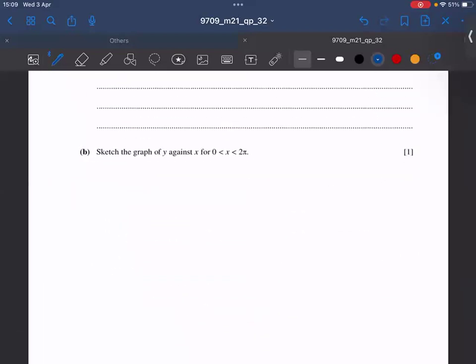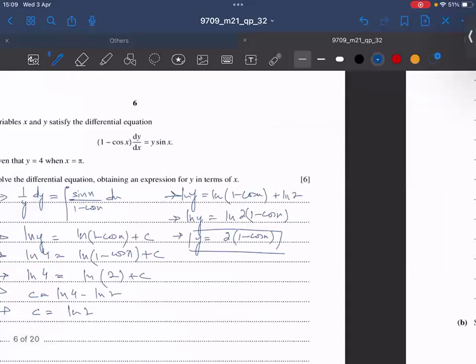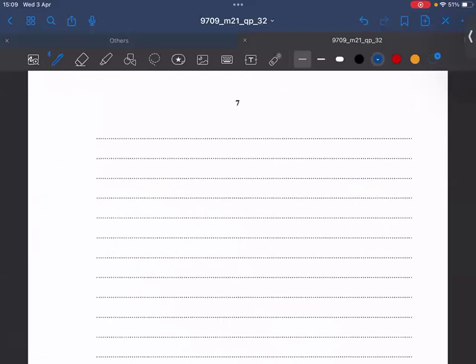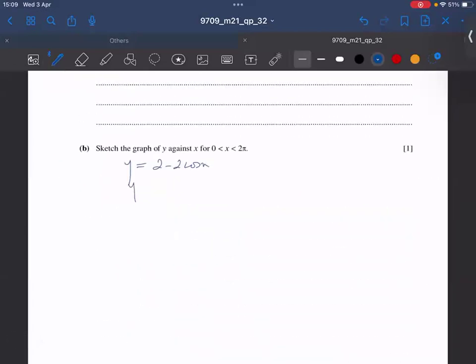Sketch the graph of y against cos of x. So I need to sketch y as equivalent to 2 minus 2 cos of x. So I'm going to write down y as equivalent to minus 2 cos of x plus 2. And I'm going to sketch the graph.